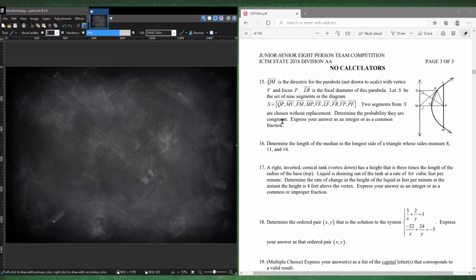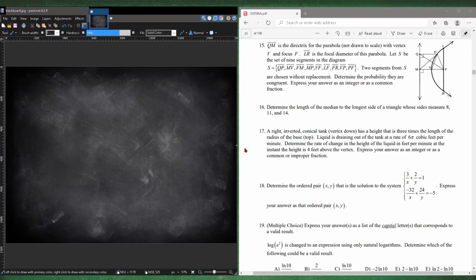Okay, now let's go to number 17. A right inverted conical tank has a height that's 3 times the length of its radius. So its height is 3 times its radius. Liquid is draining out of the tank at a rate of 6 pi cubic feet per minute. Determine the rate of change in the height of the liquid in feet per minute when the height is 4 feet above the vertex. Express your answer as an integer or as a common or improper fraction.